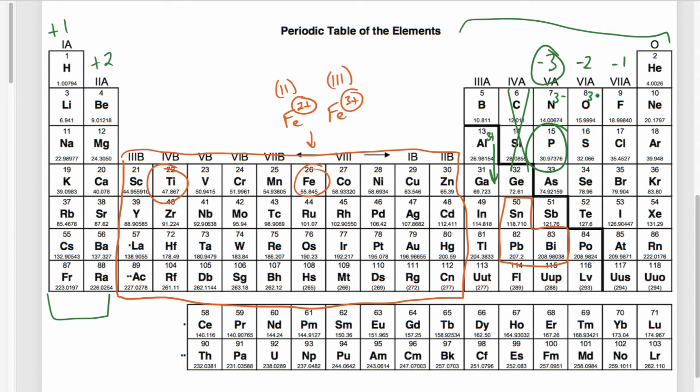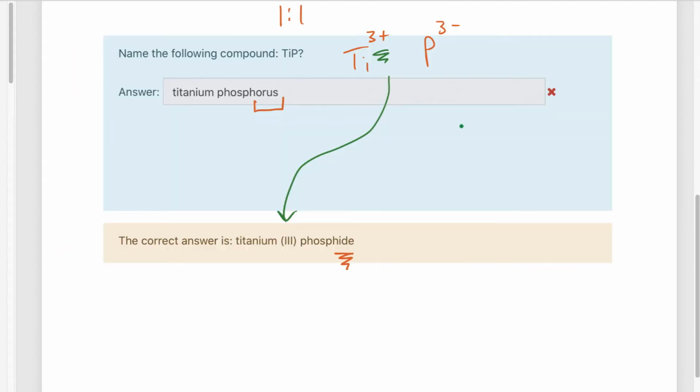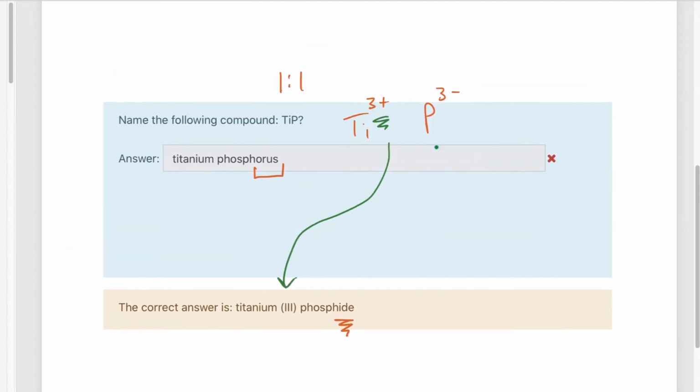Oxygen always forms an oxide ion with a -2. Sulfur, sulfide -2. Selenium, selenide -2. -1, -1, -1, etc. And again, that's how we know that it's not phosphorus, it's phosphide with a -3.